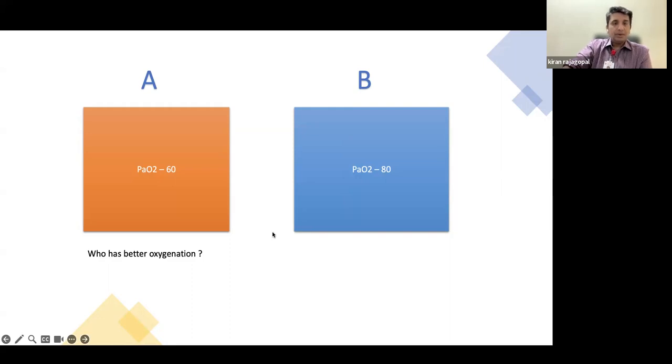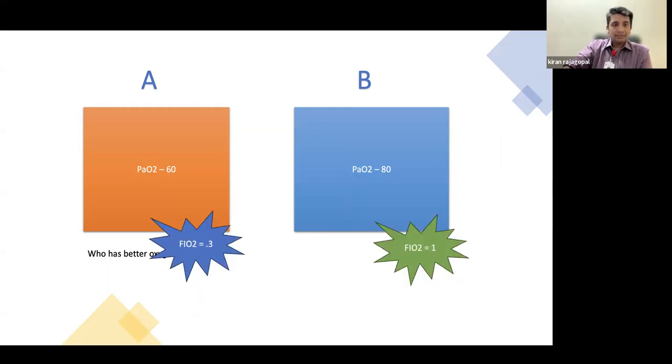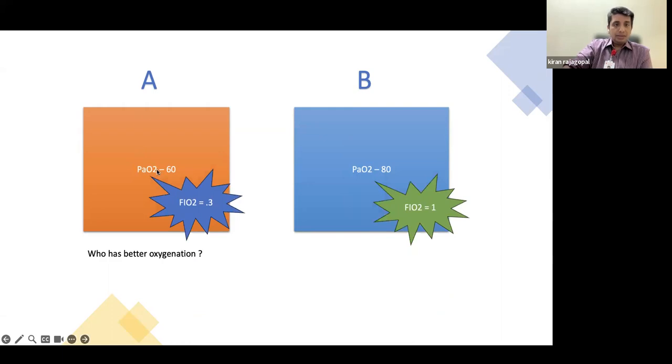Okay, fine. Now I will provide some more details. Patient A was on FiO2 0.3, that means 30% oxygen, when the ABG was taken. And patient B was on FiO2 1, that means 100% oxygen, when the particular ABG was taken. Now, is there any change of opinion? Or are you still sticking with your answer? Again, my question is, who has better oxygenation?